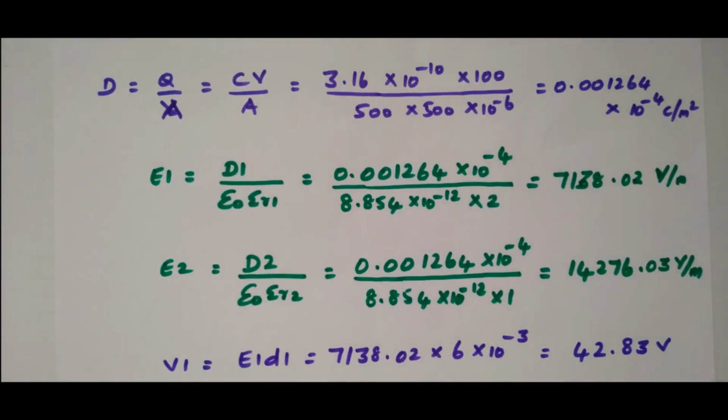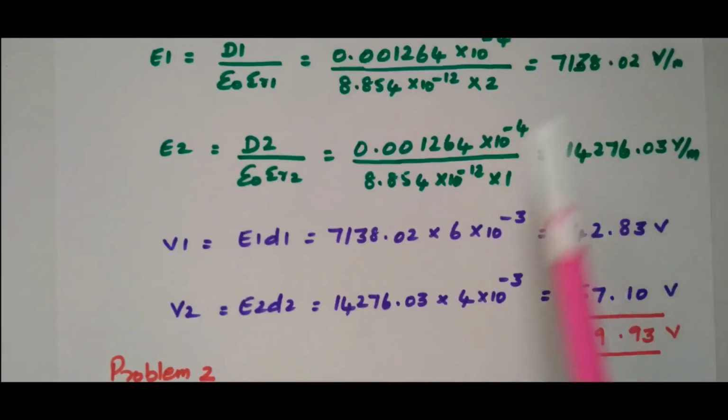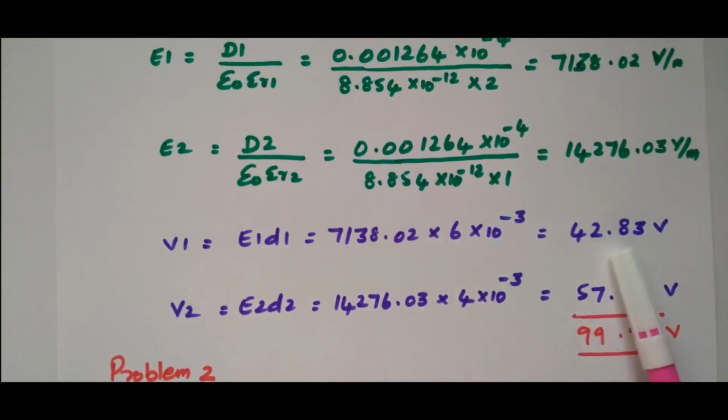From that we can find V1 and V2. So V1 equals E1 into D1, since E equals V divided by D. From that, V equals E into D. The E1 value we calculated is 7138.02, into D1, the distance. The first dielectric is 6 into 10 to the power minus 3, 6 millimeter. So what did we get? 42.83 volts.